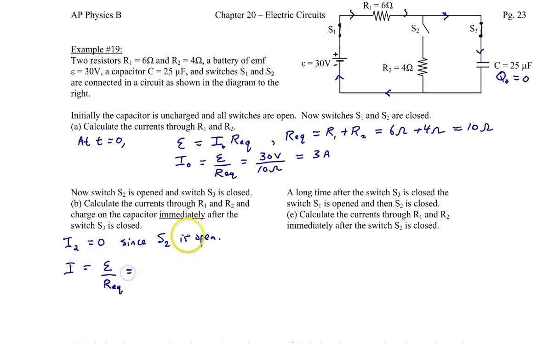But the equivalent resistance is no longer 10 ohms as it was before because we no longer have the 4 ohm resistance. So we use that 30 volts, but now the equivalent resistance is just resistance 1, which is 6 ohms. So since that resistance has now decreased, the current through resistor 1 is now going to be 5 amps where it was 3 amps earlier.